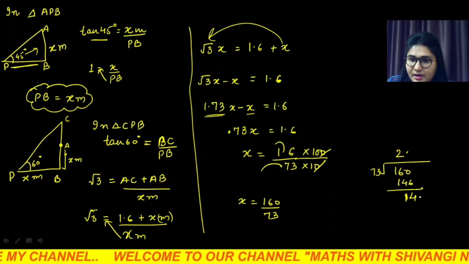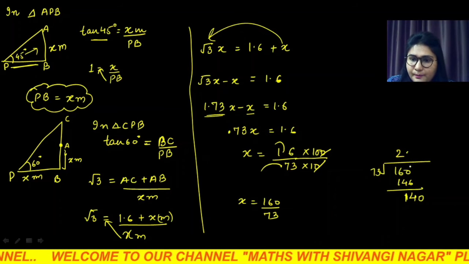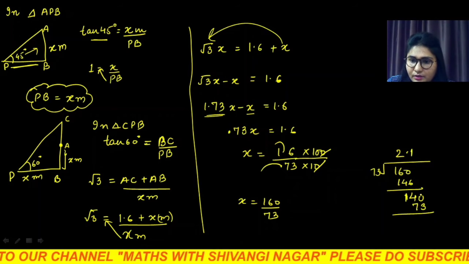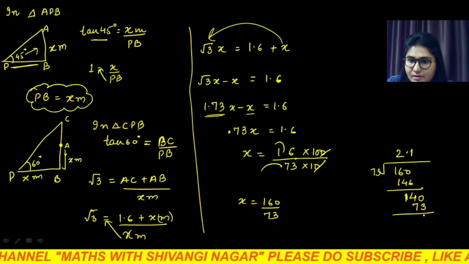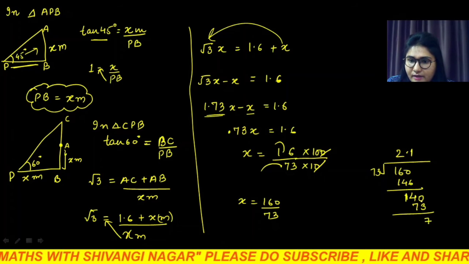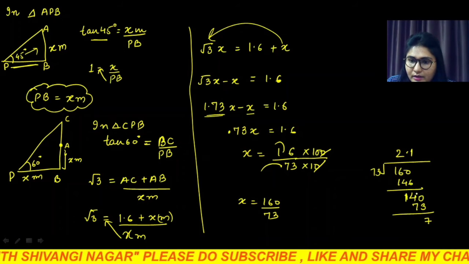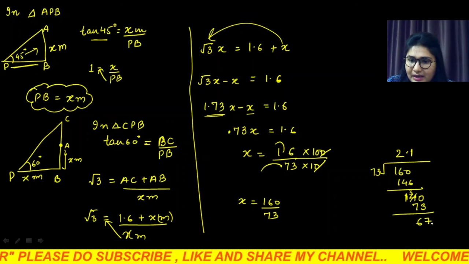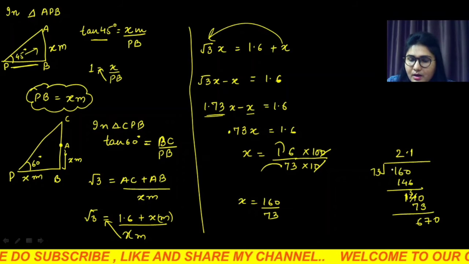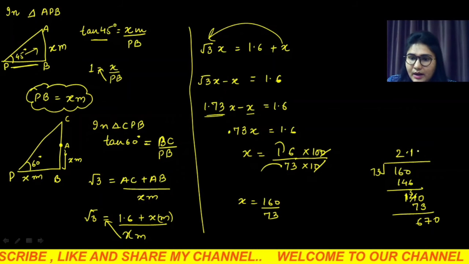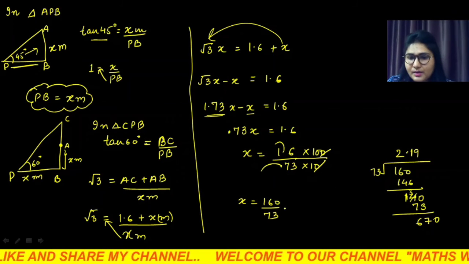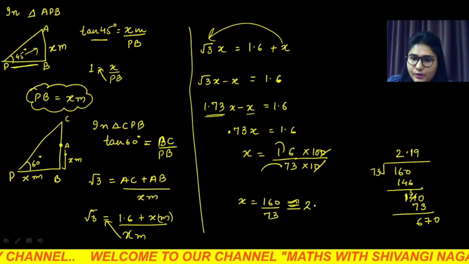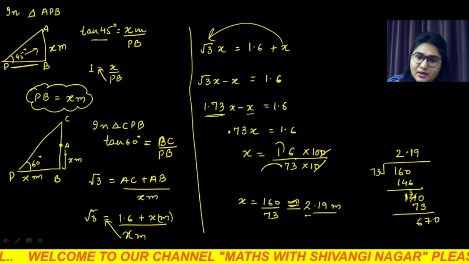When you place the decimal and put the 0 over here, we get 73 1 times 73, and the remainder is 7. If you place one more 0 over here, we get approximately 2.19, which is the answer up to 2 decimals. So approximately 2.19 meter is your answer.